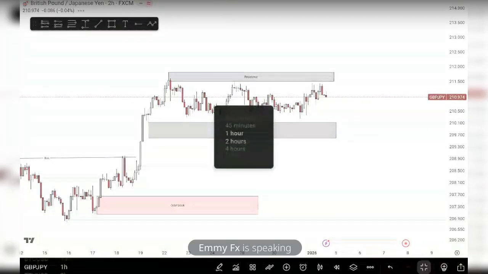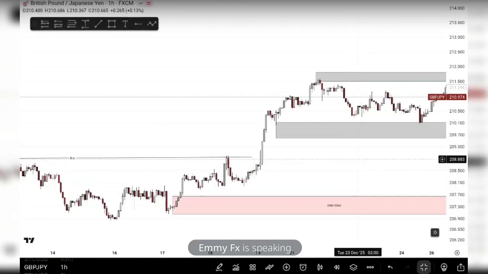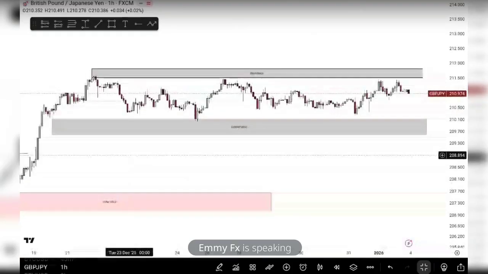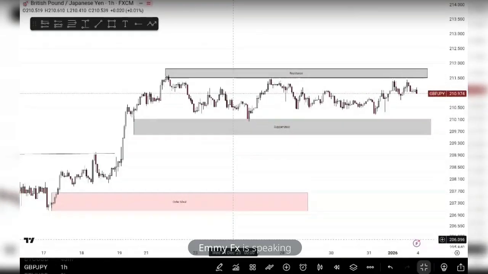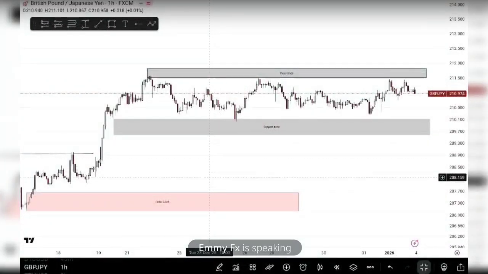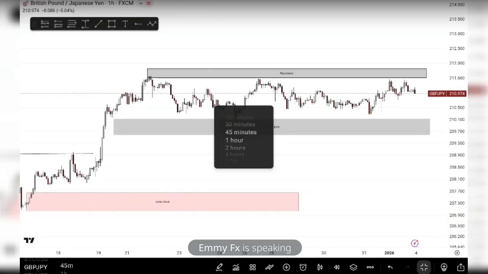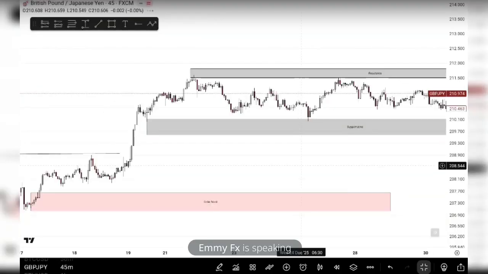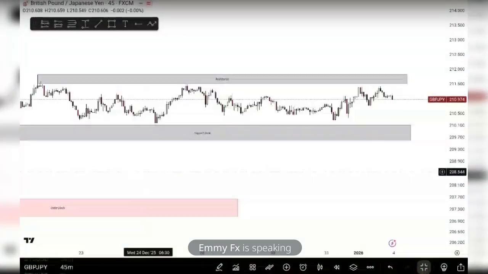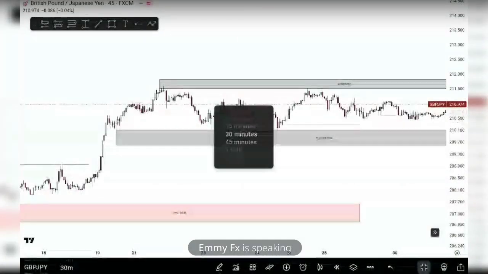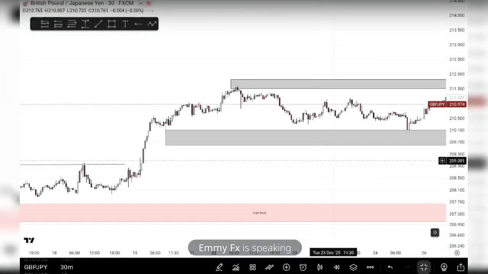So I want us to go to our 1 hour time frame. All right, in our 1 hour time frame, we also see that price is consolidating at this point. Price is also consolidating at this spot. For the 5 minute time frame, price is also consolidating at the spot. 30 minute time frame, price is also consolidating.